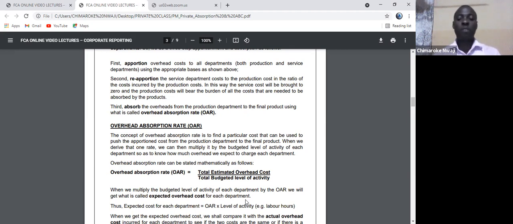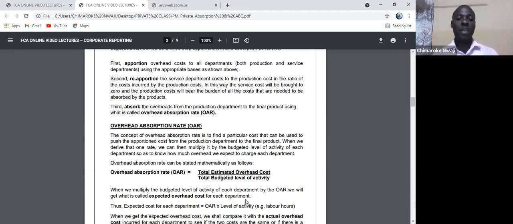First of all, before we talk about that, what is the formula for overhead absorption rate? It's simply the total cost, that is the total fixed costs or the total overhead costs divided by the total level of activity. Cost does not depend on the level of activity. So that is why we have to do it as a predetermined cost.